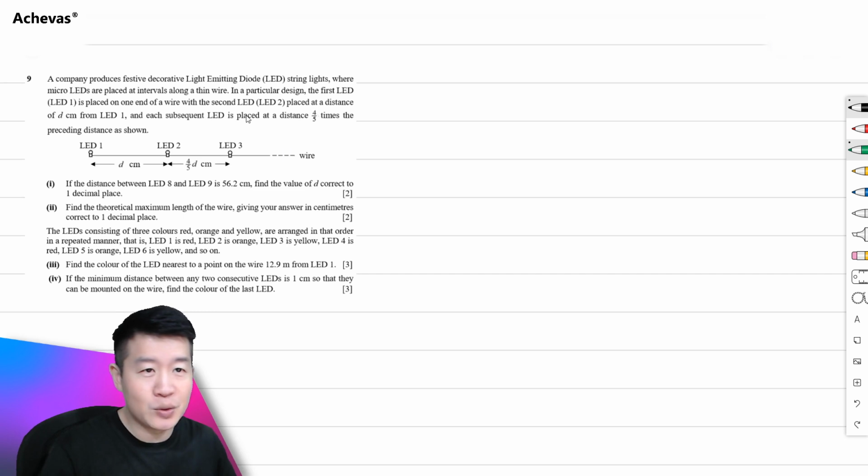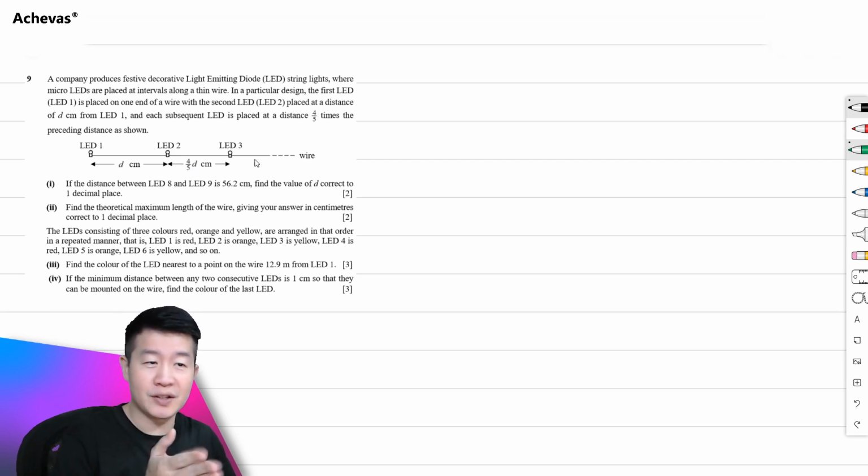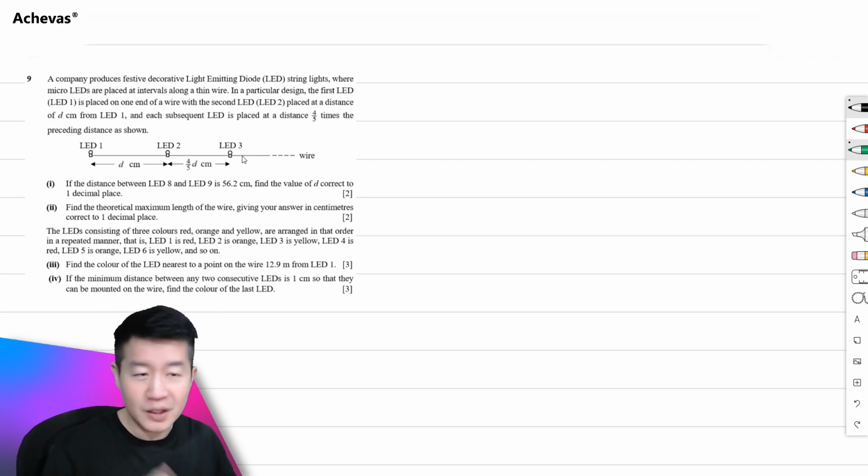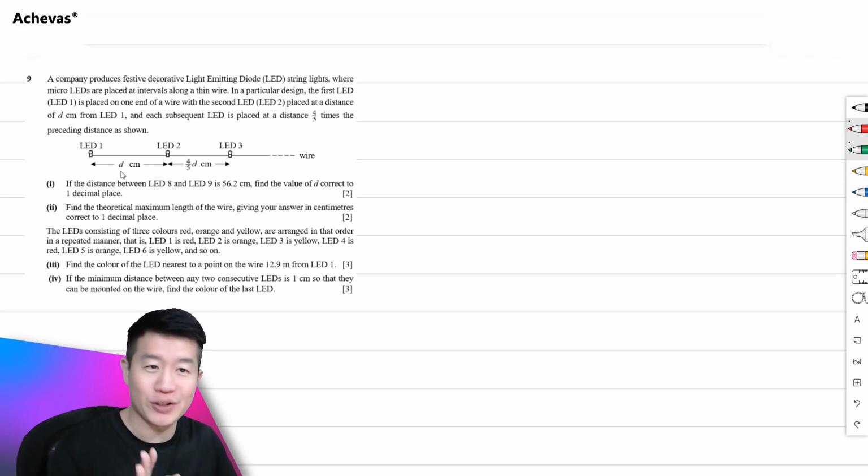The distance between LED 1 and LED 2 is D. Then from LED 2 to LED 3, this is 4 over 5 D, and this 4 over 5 is going to continue for the rest of the distances. So we are talking about a GP, correct? For the GP, this is where it gets confusing for myself. I'm going to call the first term of the GP U1.